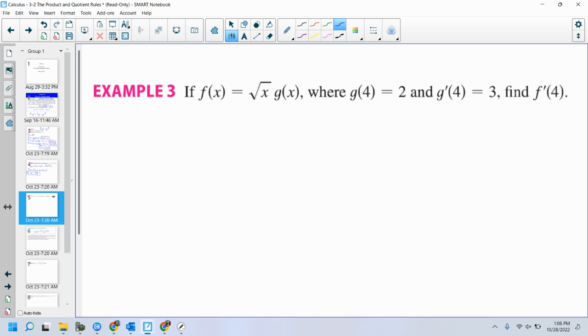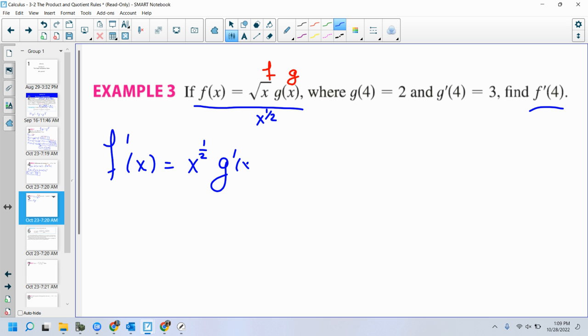Okay, same type of thing. The notation's a little funky, but basically saying, well, I've got to find the derivative of this thing because I know I'm going to need to because I want to find f prime of 4. So let's find f prime of x. Okay, in this case, this is our f, and g is our g. So I have f g prime. And let's use x to the 1/2 power. So we've got f g prime, x to the 1/2 times g prime of x.